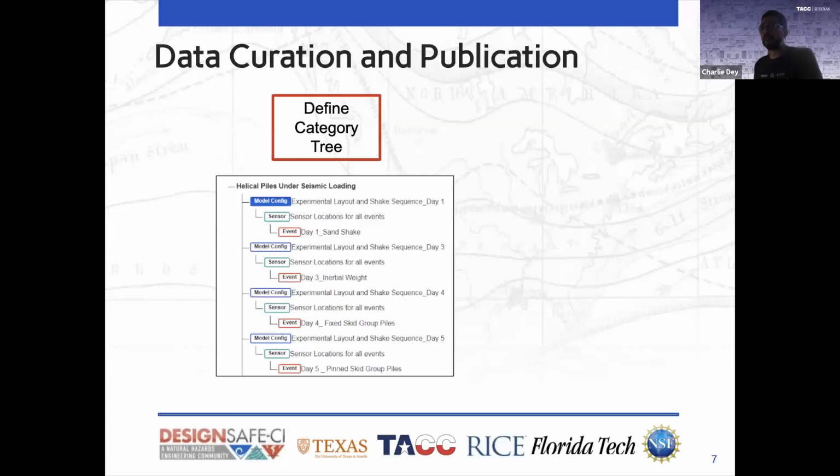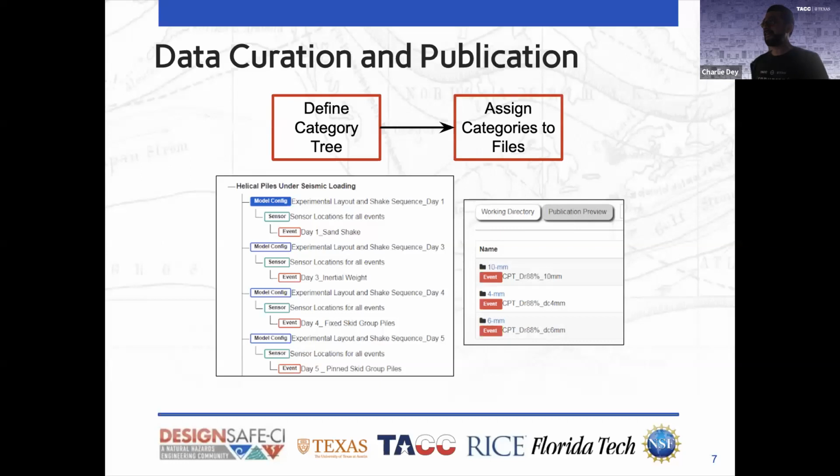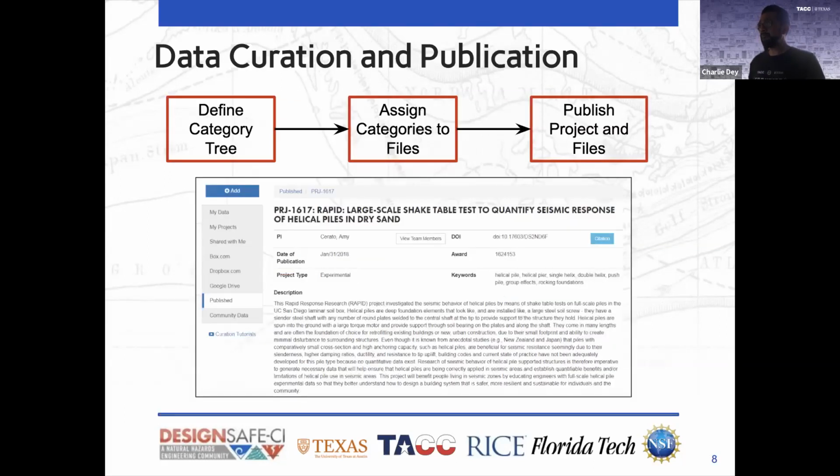So the curation is actually a rather simple process. You define what your category tree is. Here we have our tree of model configuration, sensor, and event. Then you assign categories to your data sets and your files, saying which category those files fall under. And then you publish your project and your files. So you create a project, you include your project members on it, and then you publish it. When you publish it, it actually creates a citable DOI. Once that citation is created and other people use your data, they can cite your data and essentially give you the credit.